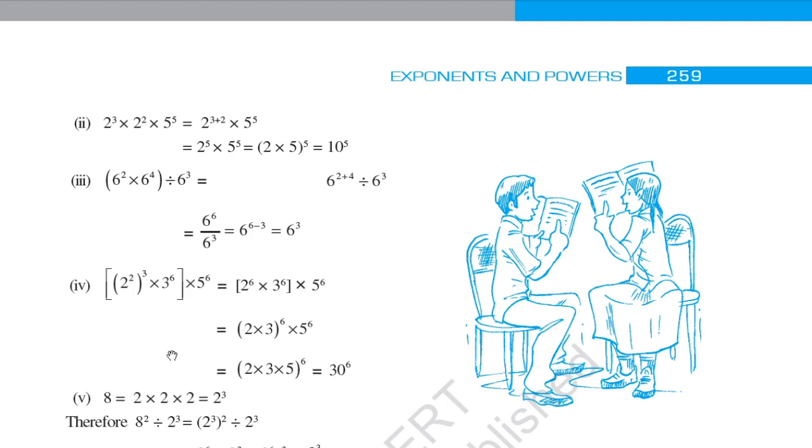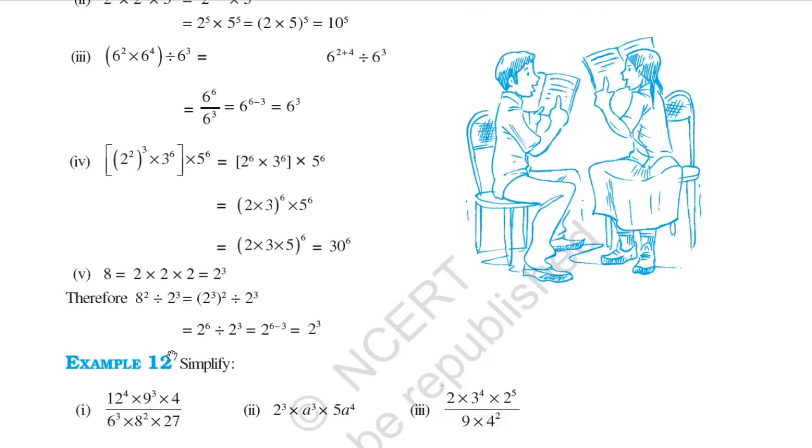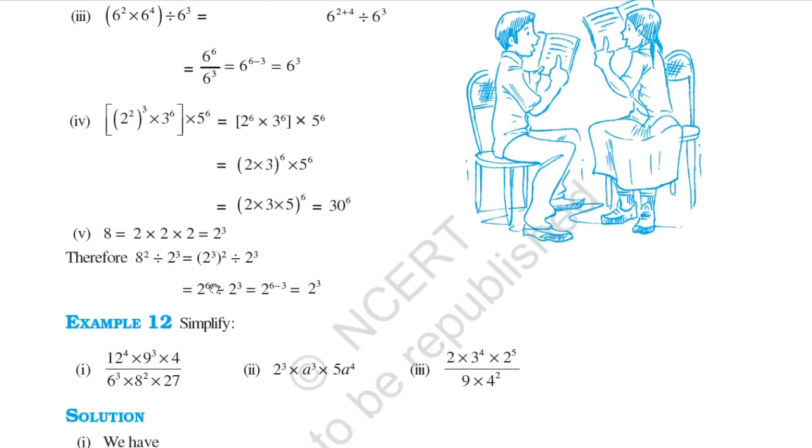Similarly, the fifth one. 8 is equal to 2 into 2 into 2, that is 2 to the power 3. Now 8 to the power 2 divided by 2 to the power 3, that is 2 to the power 3 whole power 2 divided by 2 to the power 3. So the powers get multiplied. So it becomes 2 to the power 6 divided by 2 to the power 3. It is in division and the bases are the same, so this will get subtracted. So 2 to the power 3 will be the answer.